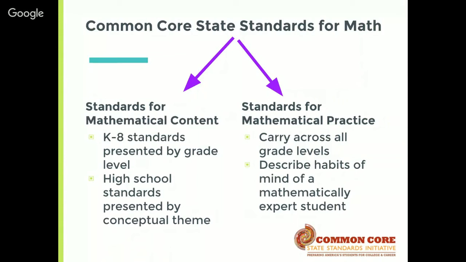So when we talk about the content standards, those are K-8 standards, which are presented by grade level. In other words, in the content standards, every standard is different from grade level to grade level. The high school standards are presented by conceptual theme rather than grade level. So when I'm thinking about the content standards, I think about what we are going to be teaching in the classroom. In kindergarten, the content standards would be things like counting and adding. When I think about fifth grade, the content standards would focus more on fractions.